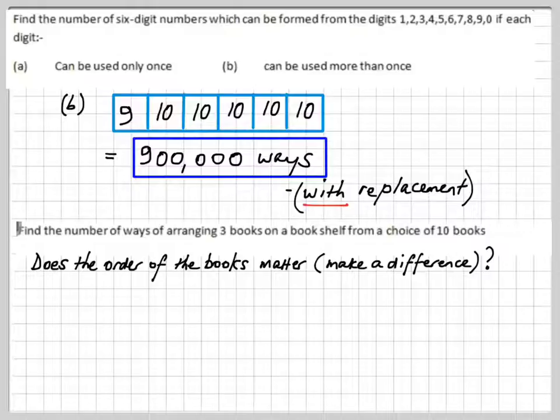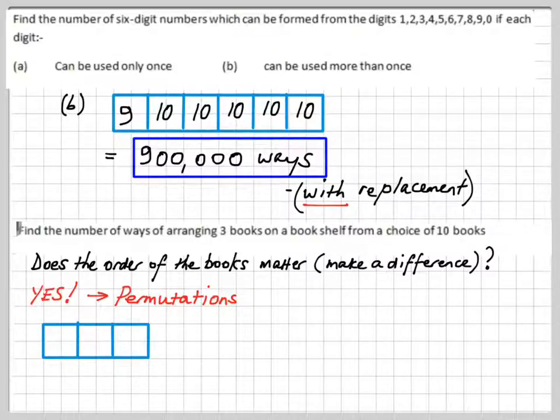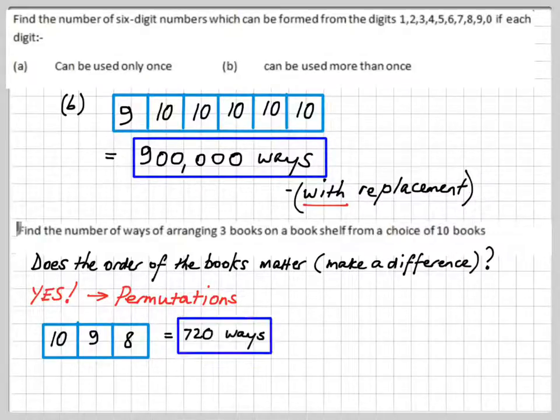Well, yes, it does, because the order does matter if you're arranging books. Of course it does. So therefore, we've got a permutation situation, so we're going to use permutations. I like the idea of using the window box again, and we've only got 3 books, but we're choosing from 10. So we've got 10 choices for the first position, and for each of those 10 we have a choice of 9 for the second position, and for each of those we have 8 available for the third position. So there is our total number of permutations, which gets us 720.